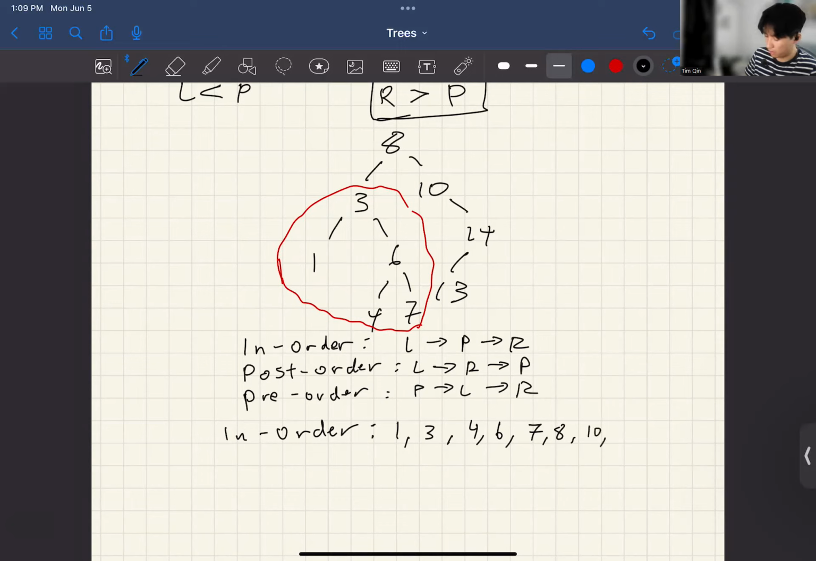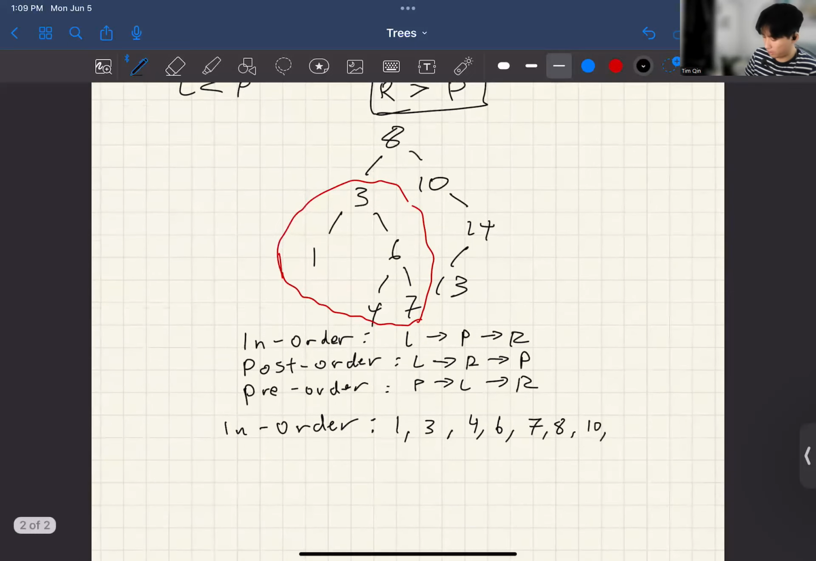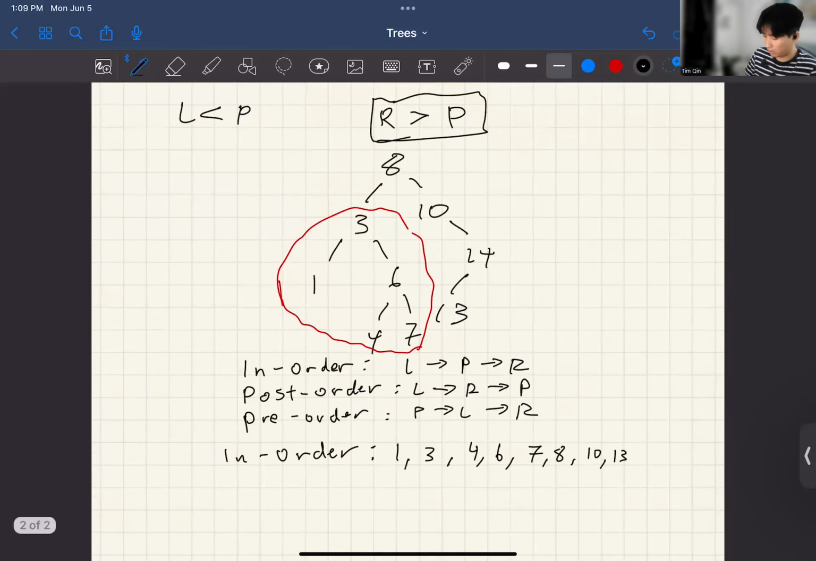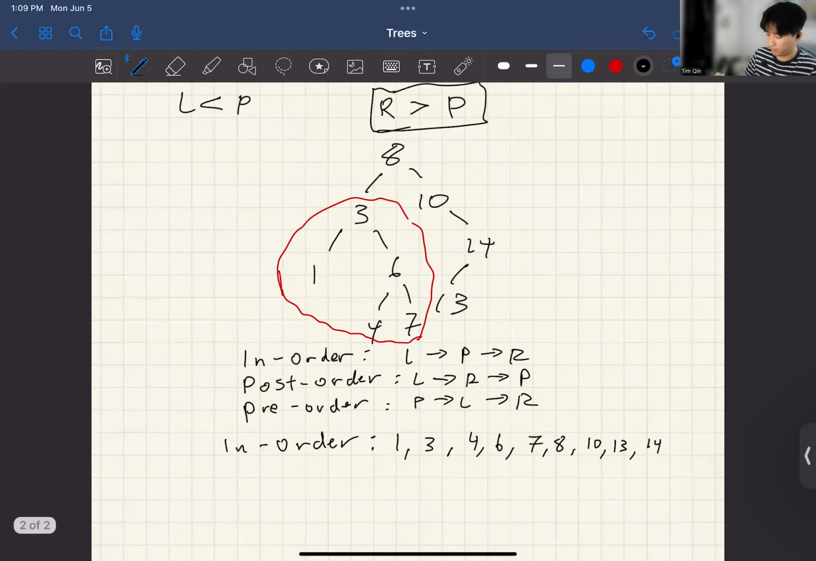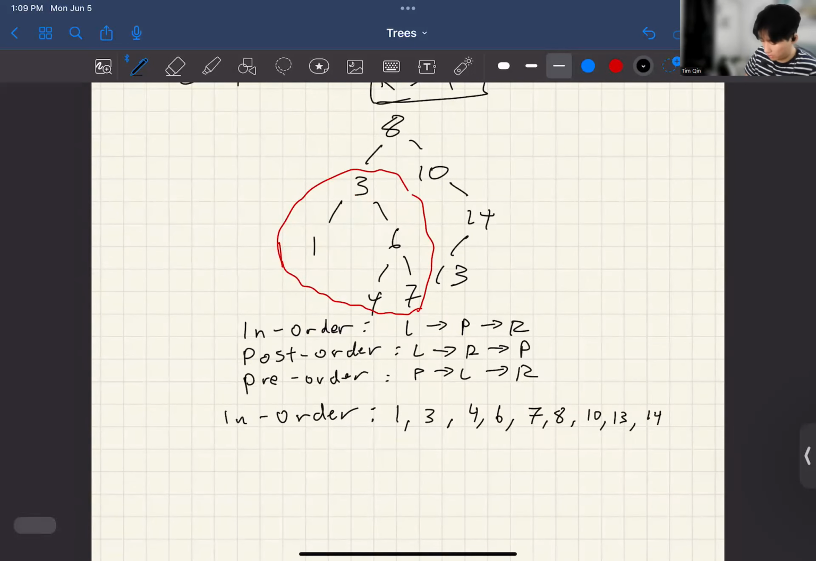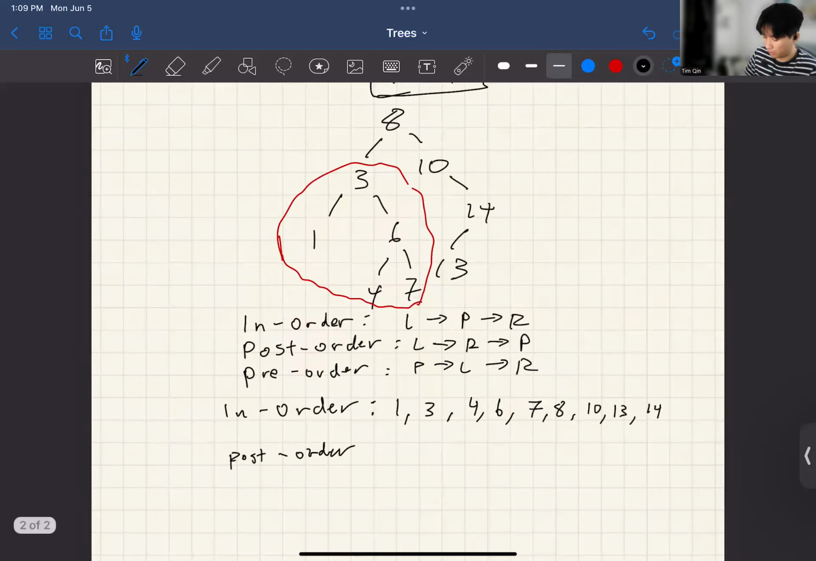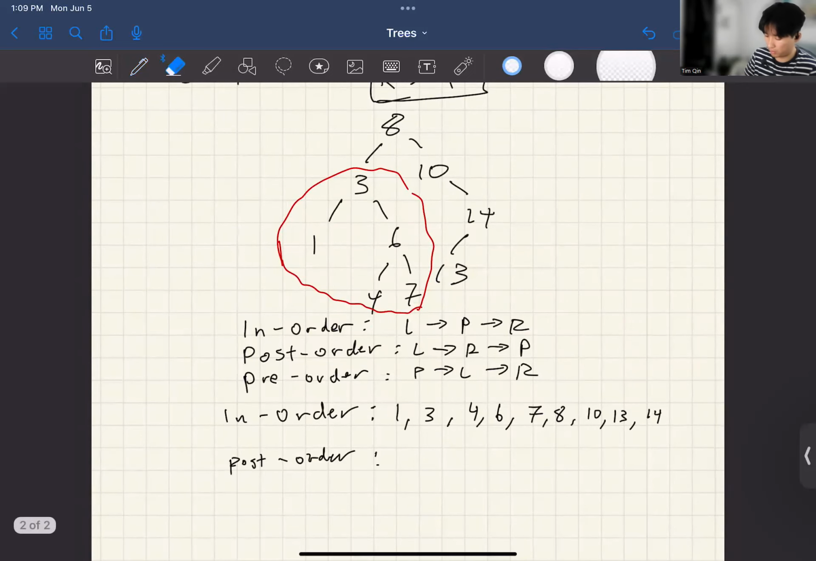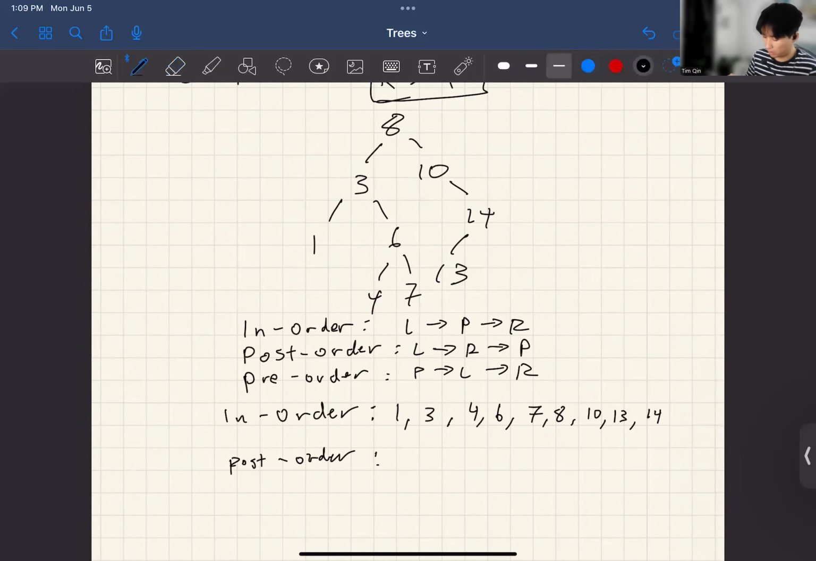10, and then 13, then 14. We go 10 because 10 has a left child, so we go back to the parent. Then we go to 13, which is the left child of 14, and then 14 last. Next is the post order traversal, which we go left child, right child, then parent.